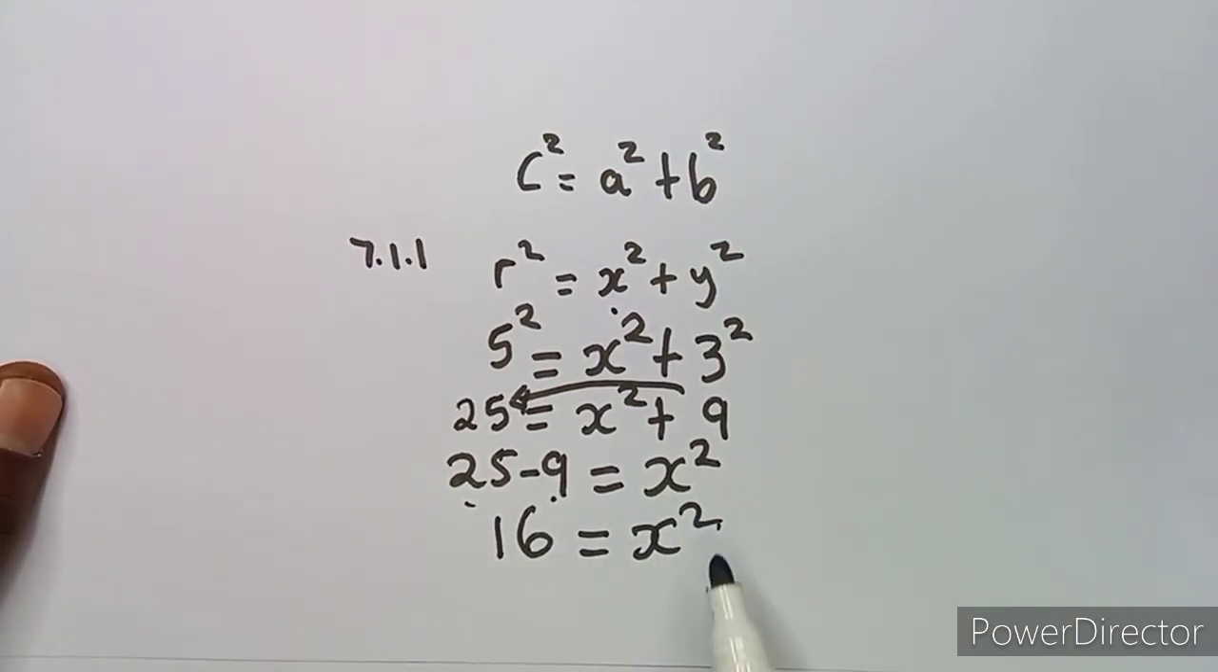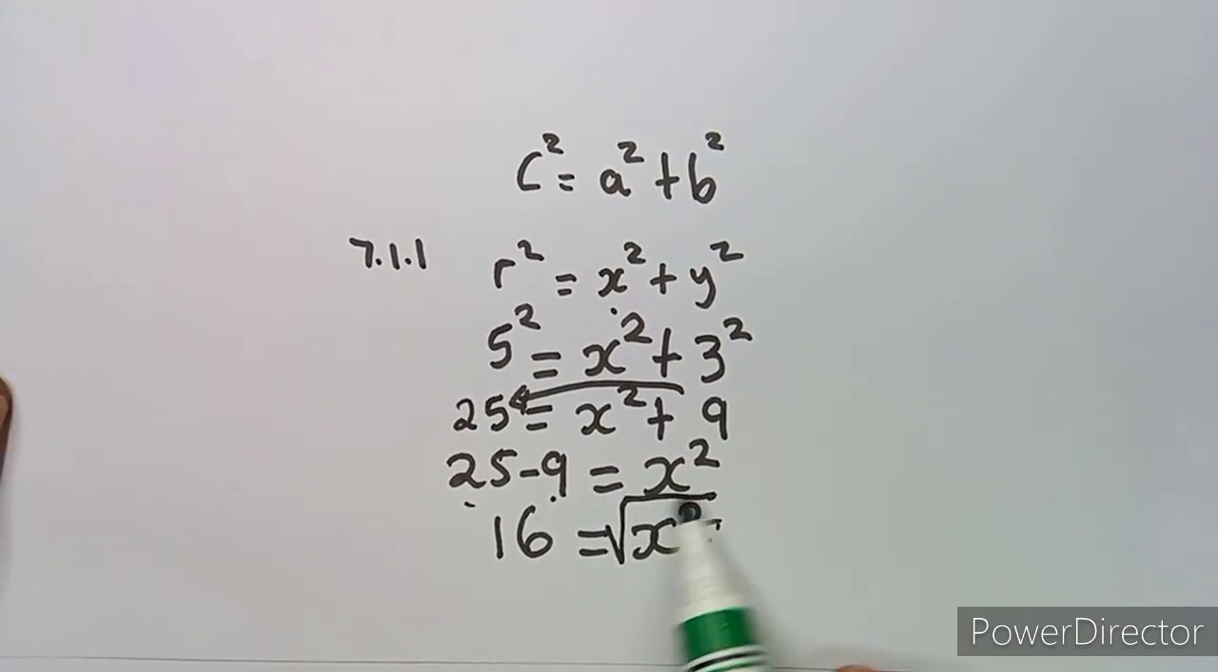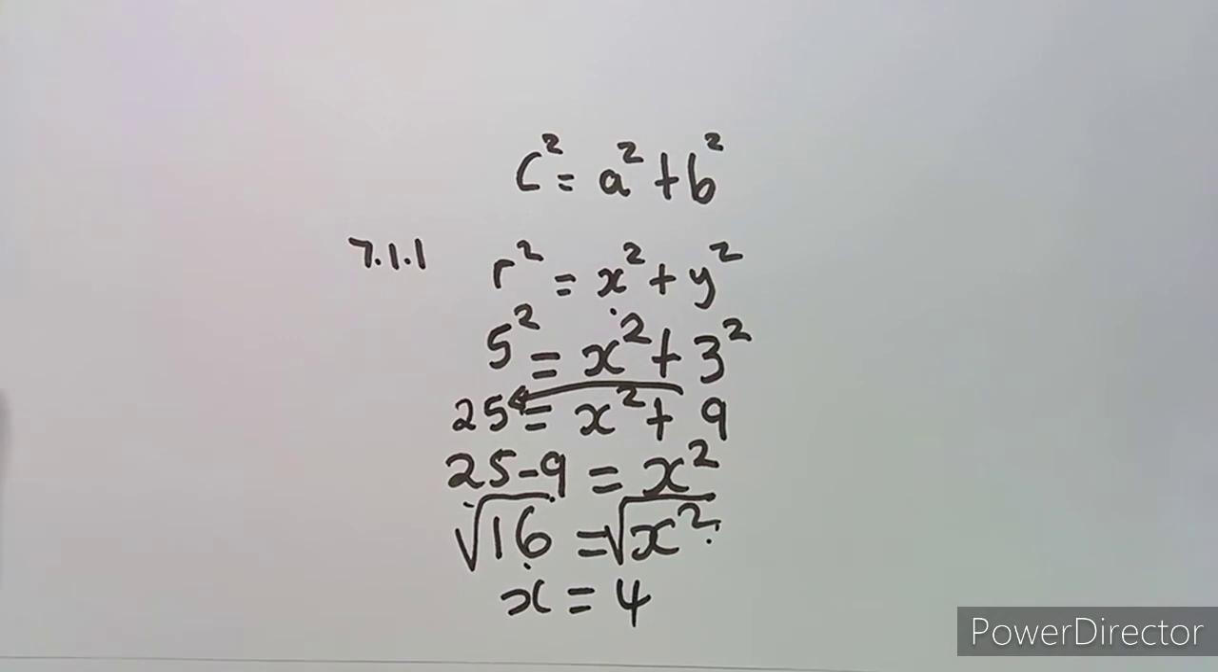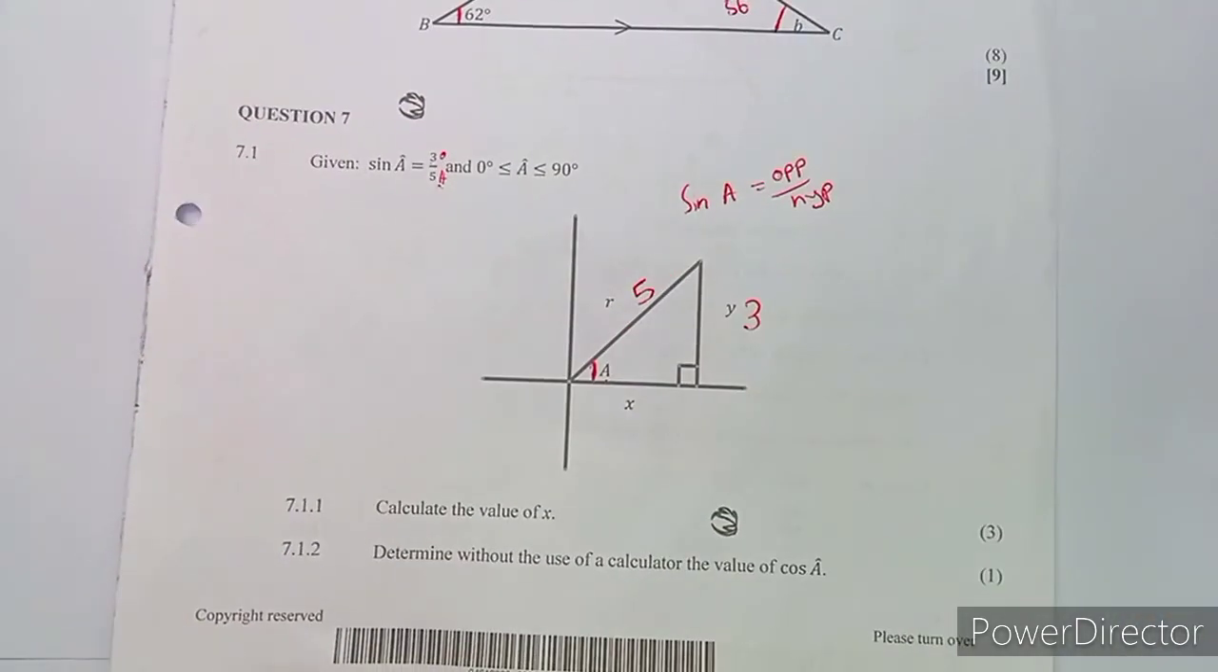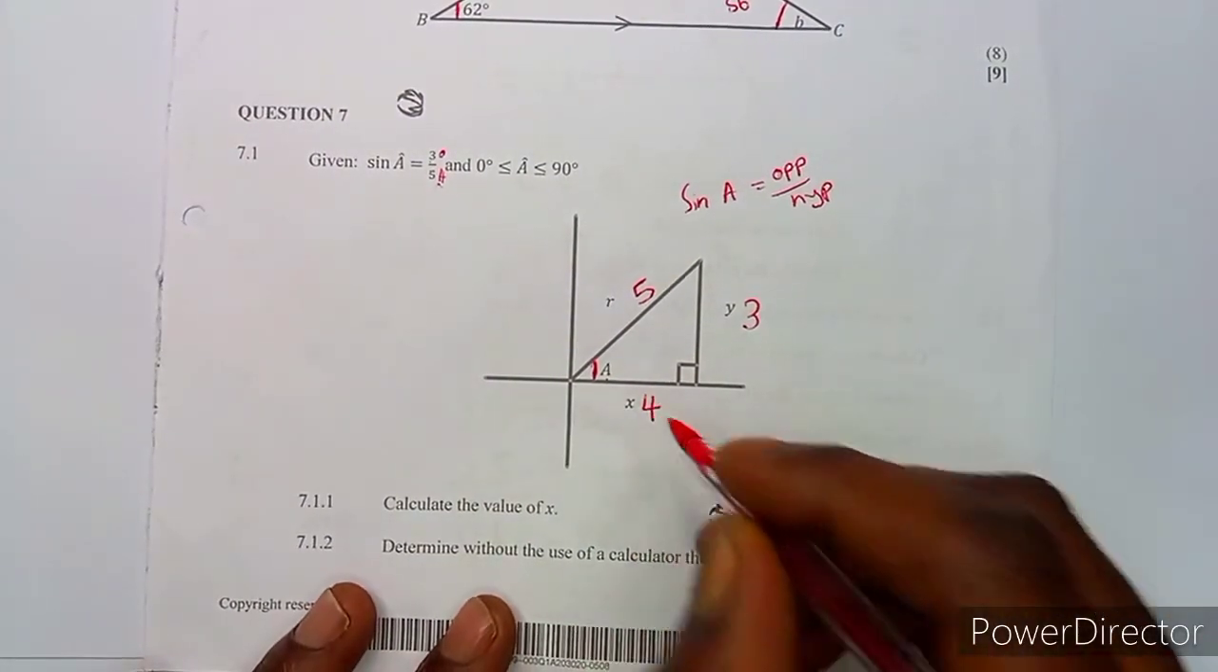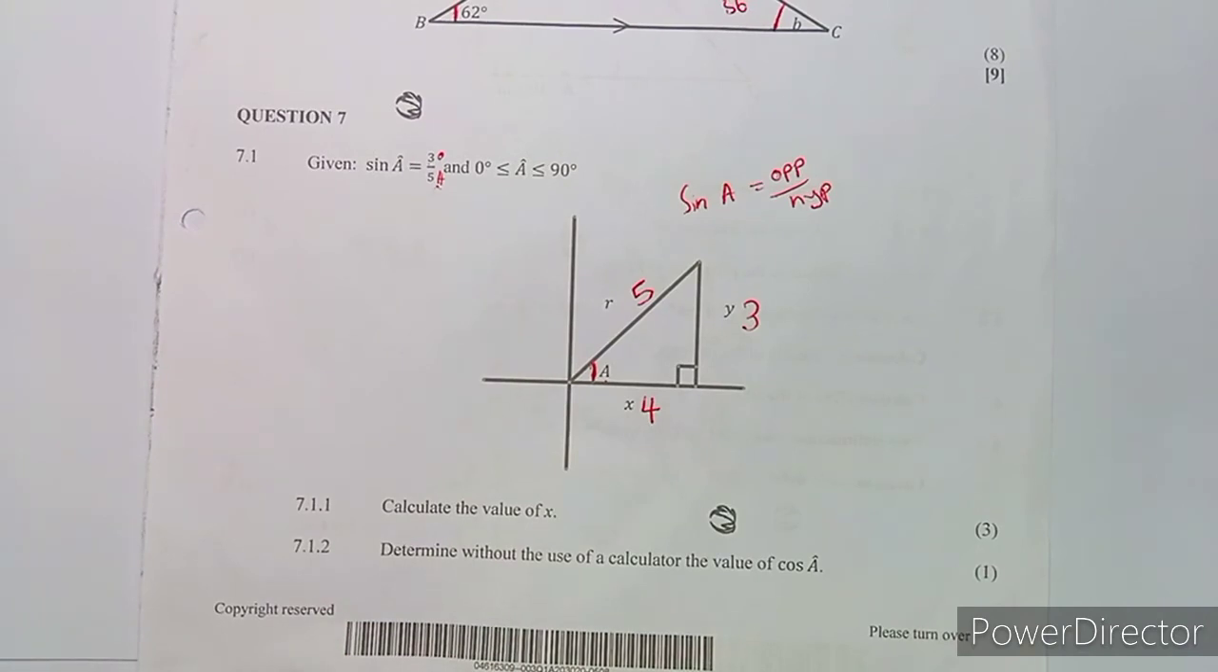So how can I find x? There's a square, so I'm going to introduce the square root. So x will be equal to the square root of 16, which is 4. This is a length, guys, so I'm not going to use plus or minus, I'm just going to write a plus, which is 4. So x is equal to 4. We got the value of x here, which is 4. All right, and that's 3 marks for that.